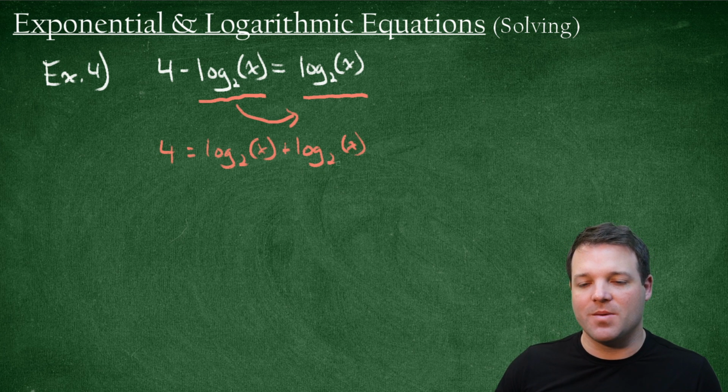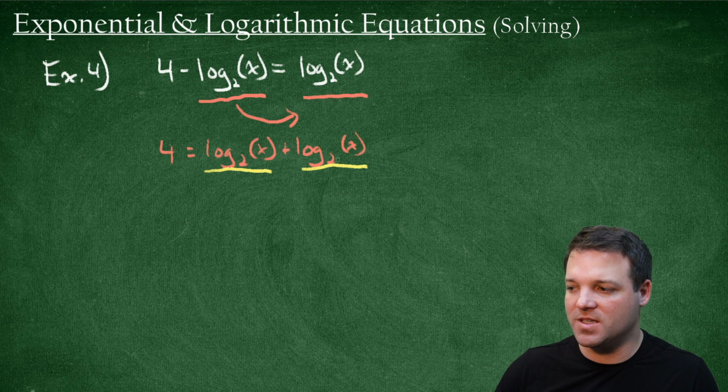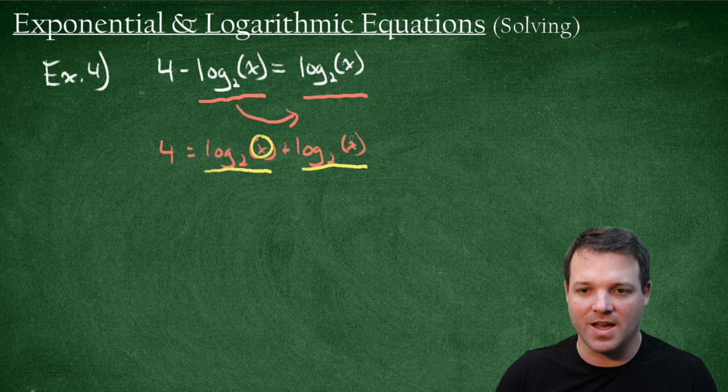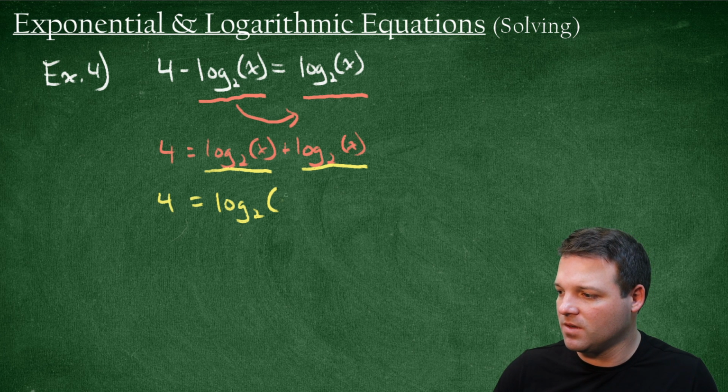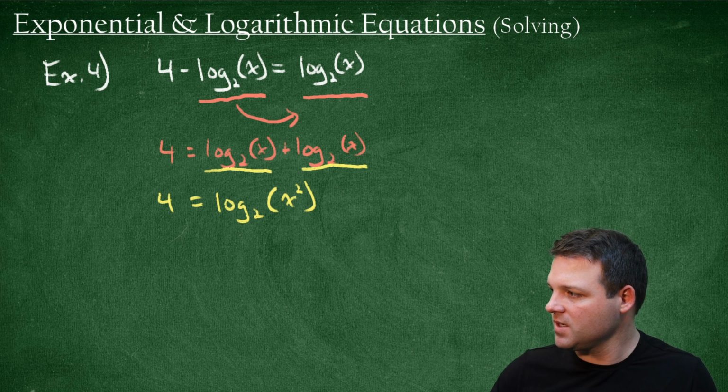And at this point in time, you actually can go a few different routes. What I'm going to do is say, well, I have log base 2 and log base 2, and these are being added to each other, so I can use my product property. I can multiply the two insides, this x and this x, and combine them into one logarithm. So I end up with 4 is equal to log base 2 of x times x, which is just x squared, okay?